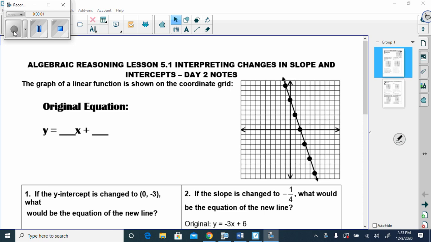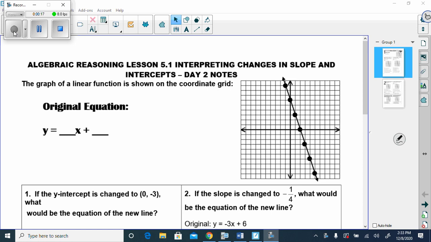It says that the graph of the linear function over here is shown on the coordinate grid. That's going to be our original equation that we're going to be using to answer a few questions. So the first thing that we have to do is come up with the equation for that line.